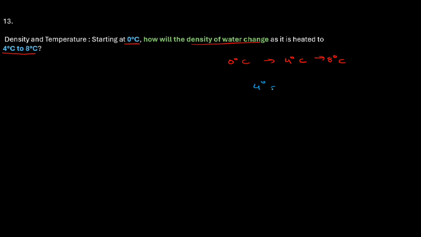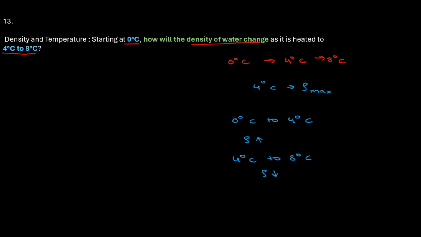Now, density of water is maximum at 4 degrees Celsius. So at 4 degrees Celsius, the density of water rho is maximum. So when you go from 0 degrees Celsius to 4, the density in this situation will increase. Once it increases, it becomes maximum at 4. And then when you increase the temperature beyond 4 degrees Celsius until 8, the density now will decrease.